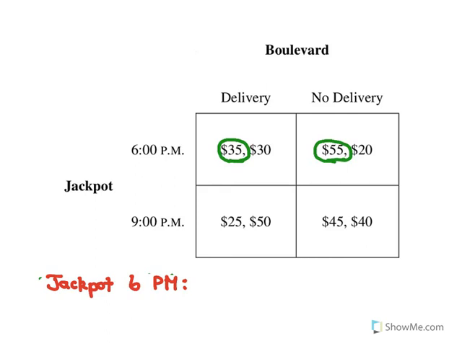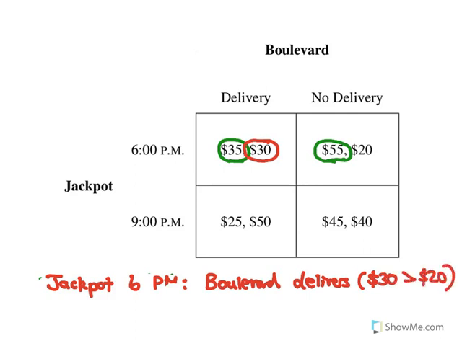So if Jackpot closes at 6, I either get $30 if I offer delivery or $20 if I do not offer delivery. So what should I do? Well, 30 is better than 20. So I should offer delivery. So I'm going to circle what I would get. I'm going to get $30, and I'll go ahead and list it down here. So Boulevard delivers. And then I can put in parentheses here, why is that the case? Because $30 is bigger than 20. Okay? And sorry again about it. There we go.